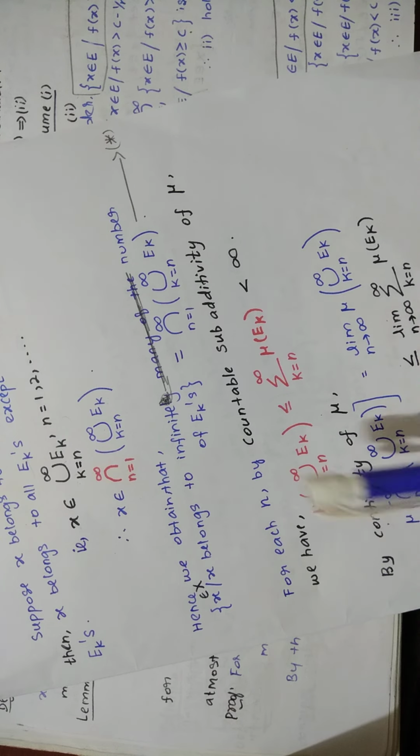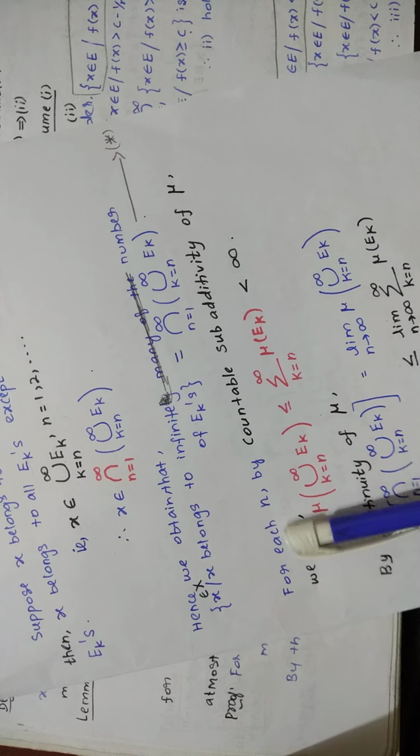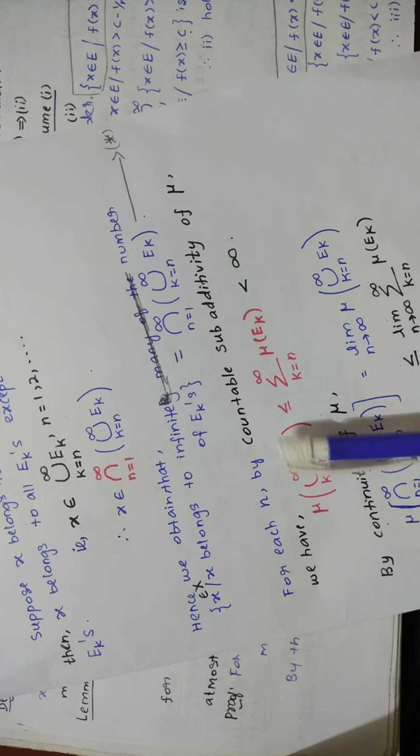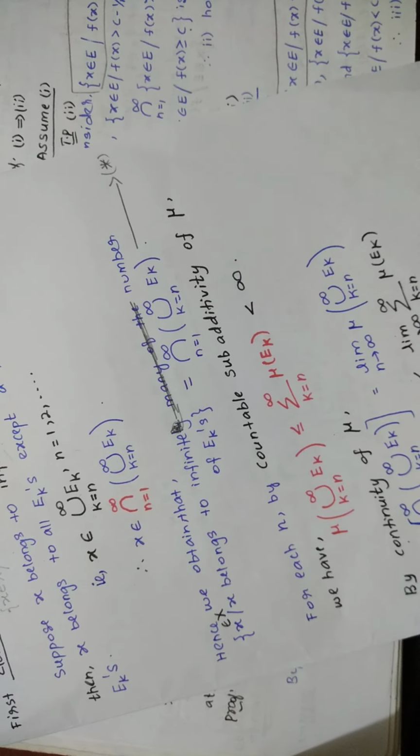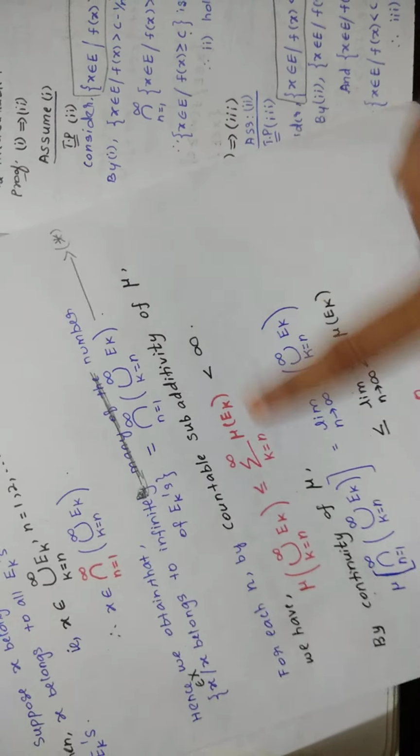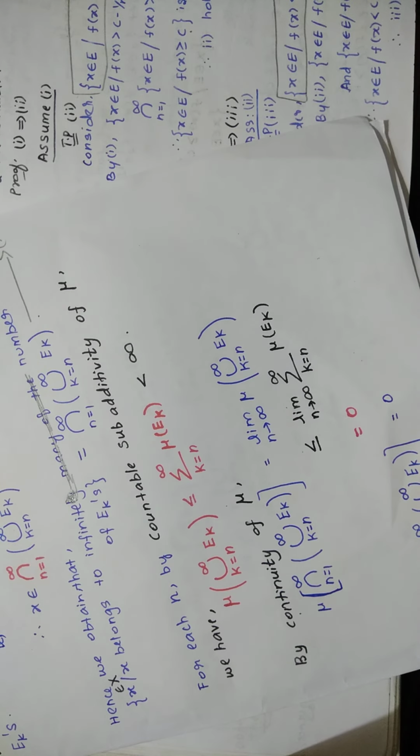So here you wrote for each n. For each n, okay, what does for each n mean? In the place of n, you can put 1, you can put 2, you can put 3. So you can apply this here. Because for each n, you can write like this. For each means n takes the value 1 also. So if you put 1 here, you can apply this here, no? So that is by continuity of mu.